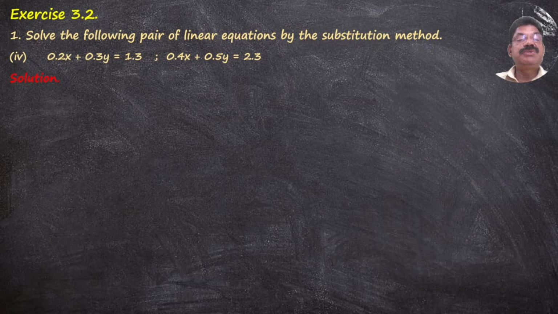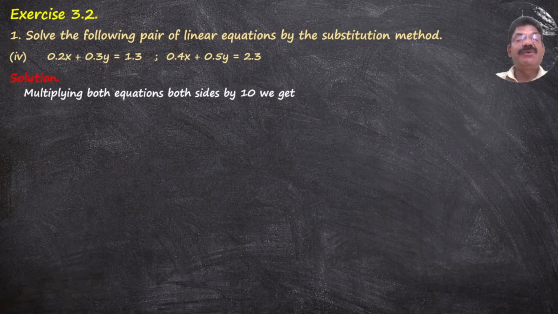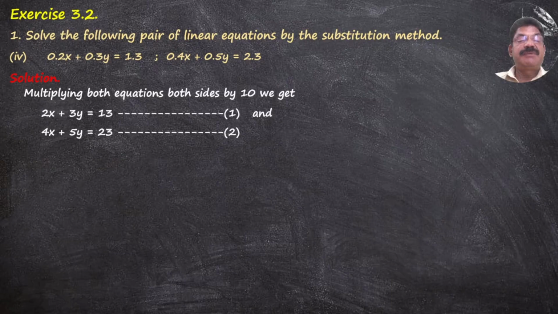Fourth problem. 0.2x plus 0.3y is equal to 1.3. 0.4x plus 0.5y is equal to 2.3. In order to avoid decimal places, I multiply both the equations, both sides, by 10. So I get 2x plus 3y is equal to 13 as equation number 1 and 4x plus 5y is equal to 23 as equation number 2.